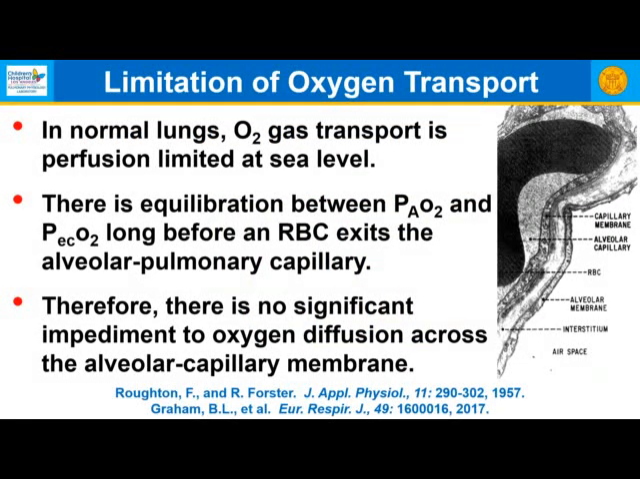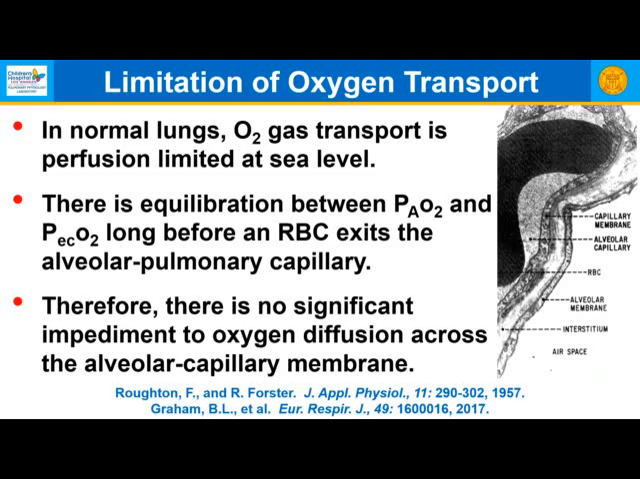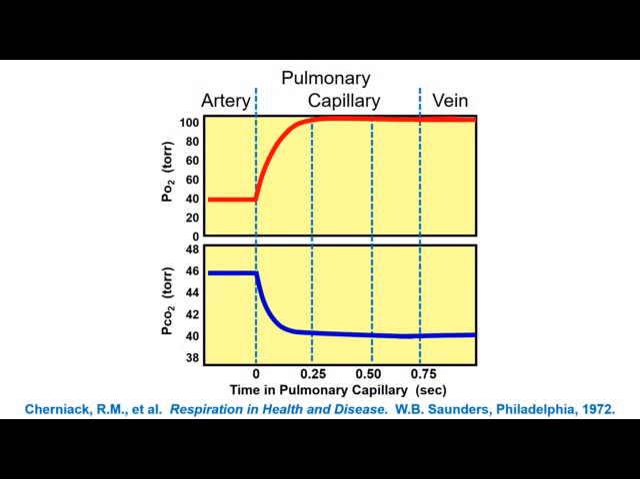So in normal lungs, O2 transport is perfusion limited at sea level. There's an equilibration between alveolar and capillary PO2 long before the red blood cell exits the alveolar pulmonary capillary. Therefore, there is no significant impediment to oxygen diffusion across the alveolar capillary membrane. That's important. There is no significant impediment to oxygen diffusion across the alveolar capillary membrane. The reason you don't get any further diffusion is that hemoglobin is already 100% saturated here with a PO2 of 100.